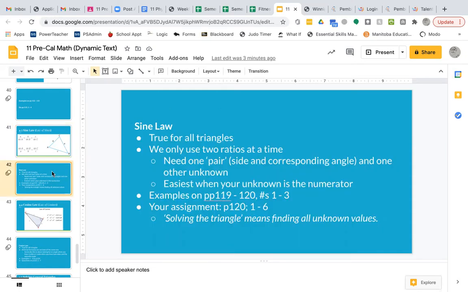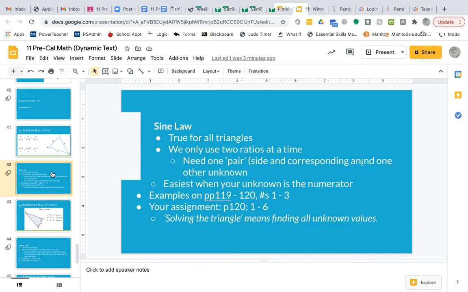What am I saying here? Number 1 on page 119. Yes. All right. Oh, stop sharing. There we go. Oh, hello, Nathan. Okay.